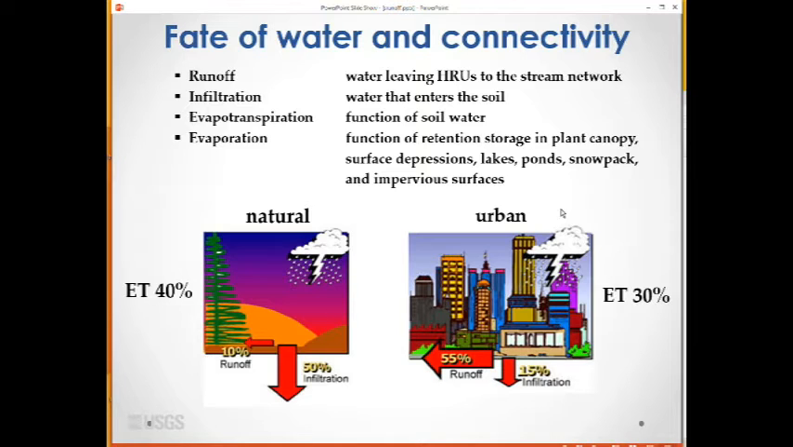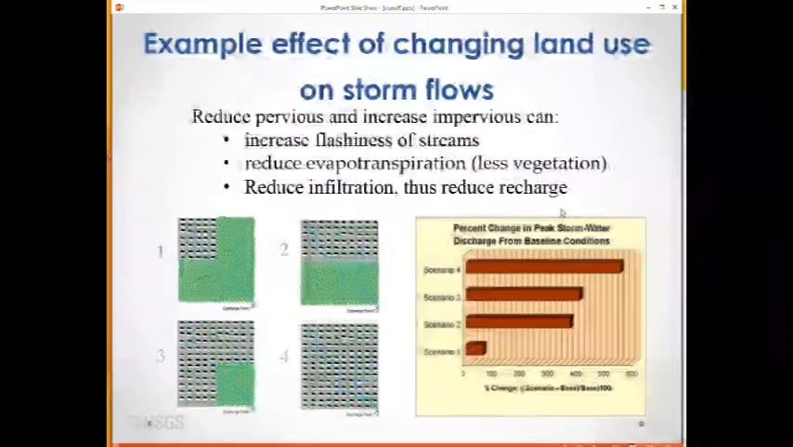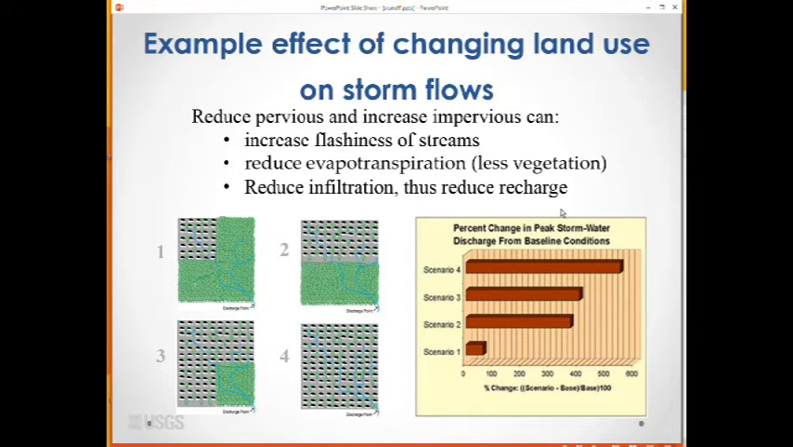To mitigate the impact of impervious surfaces in new urban and suburban development, detention ponds are constructed to reduce surface runoff and increase infiltration. This slide illustrates the impact of impervious surfaces on peak stormwater flow. The baseline condition is 100% forested. Scenario 1 is 25% developed, Scenario 2 50%, Scenario 3 75%, and Scenario 4 100%.